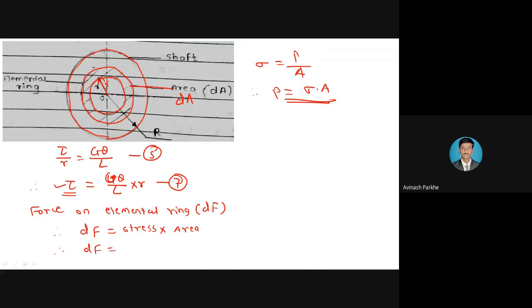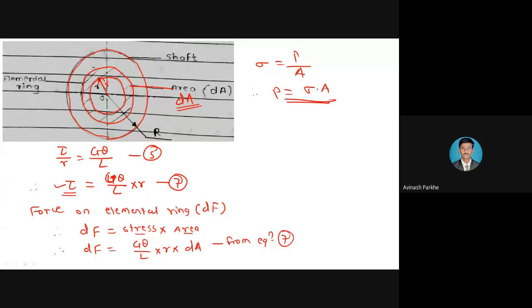The stress on the elemental ring we have already calculated using equation number 7. So I will write G theta by L into r, into the area of the elemental ring, which is dA. I have written this from equation number 7: force on the elemental ring is equal to stress of that ring into area of that ring. The stress we already calculated is G theta by L into r, and the area of the ring is dA. So this is the force on the elemental ring.